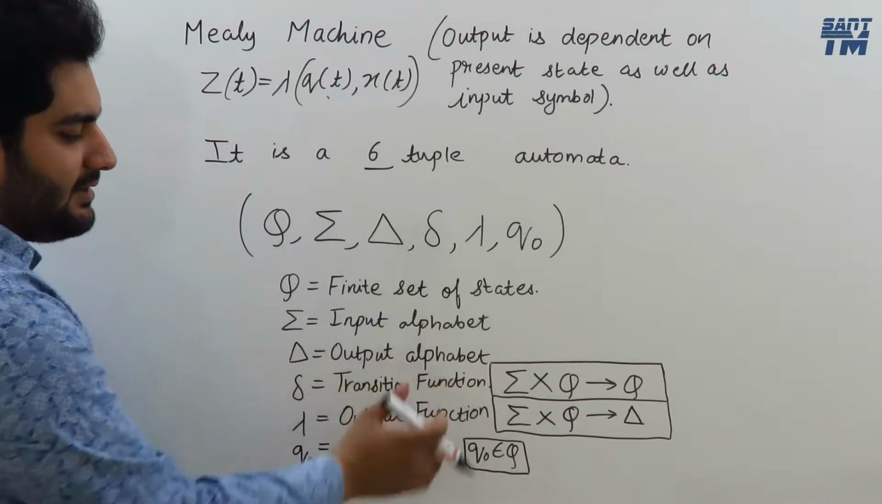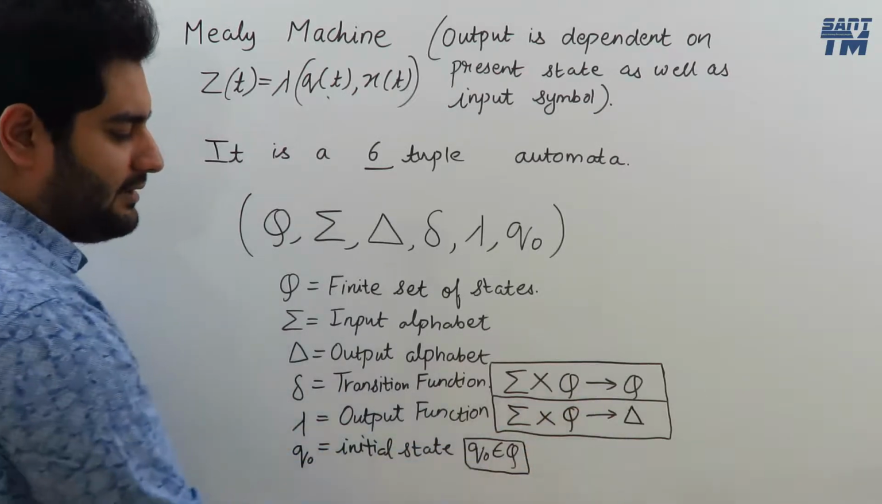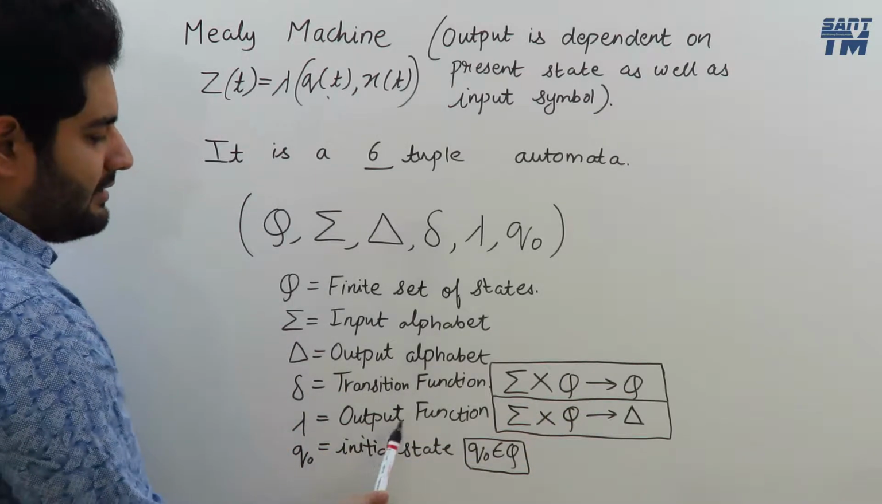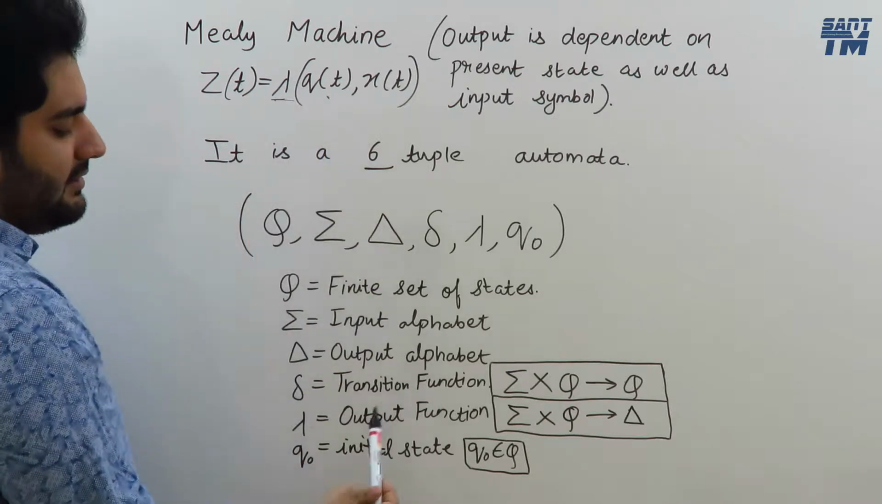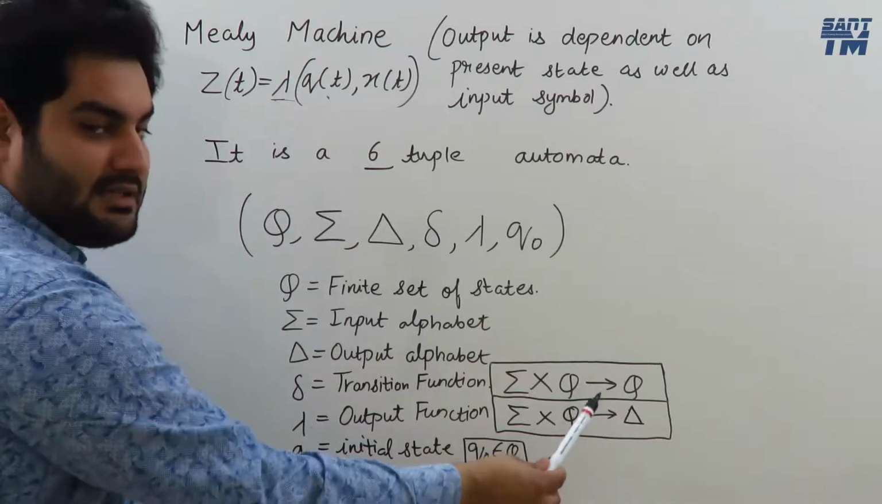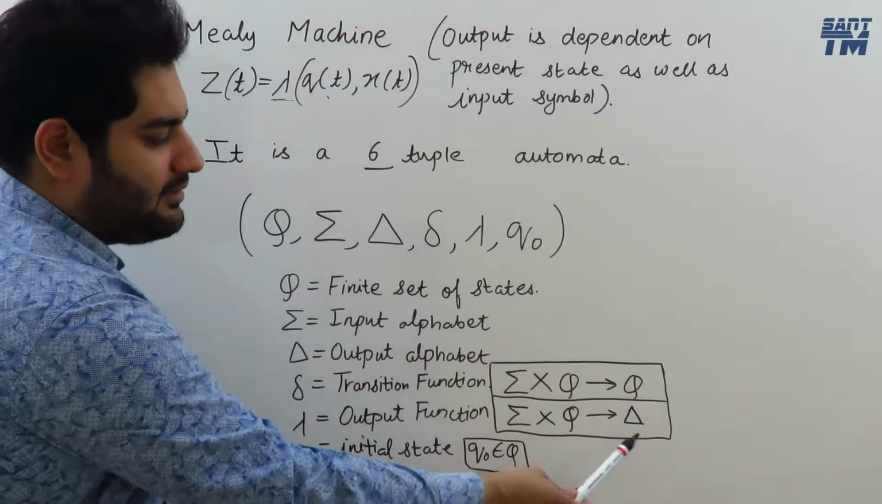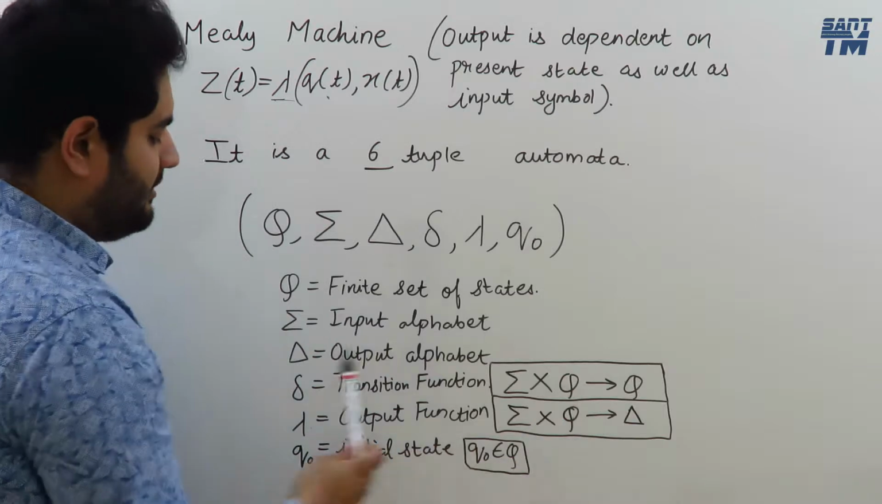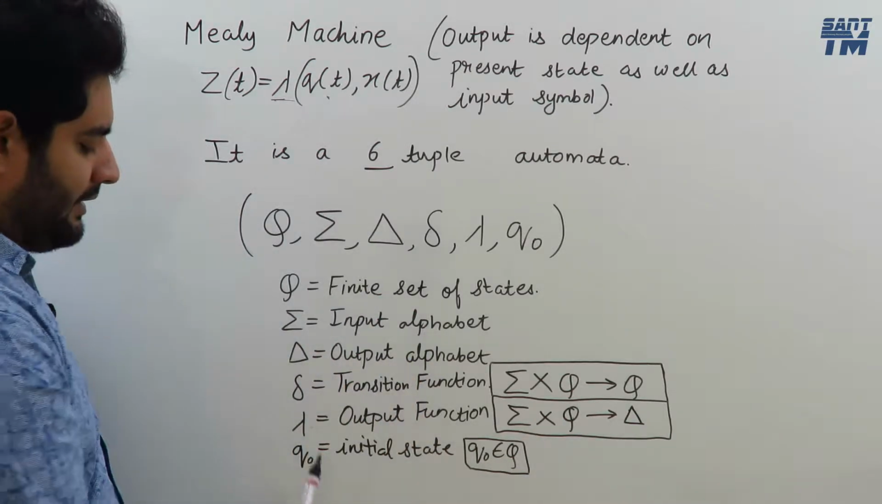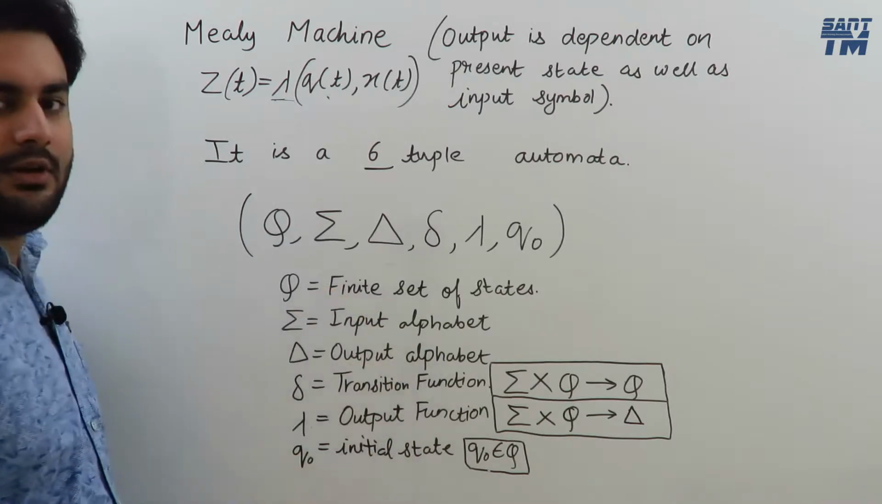Delta is the transition function. On applying an input symbol to a state, the machine will move to another state. Lambda is the output function. That means on applying an input symbol to a state, the machine will also produce an output, and the symbols in that output are elements of this triangle output alphabet. Q naught is the initial state. Q naught belongs to Q, this we already know.